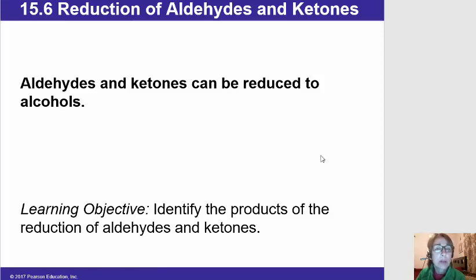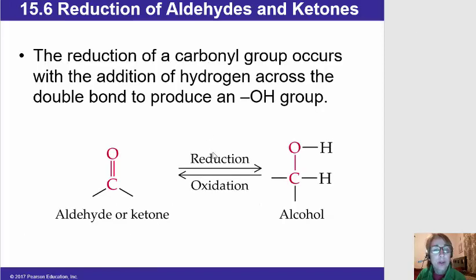So just like alcohols can be oxidized to form aldehydes and ketones, aldehydes and ketones can be reduced to form alcohols. Whereas oxidation is the forming of more carbon-oxygen bonds or losing carbon-hydrogen bonds, reduction is losing carbon-oxygen bonds and/or forming carbon-hydrogen bonds.